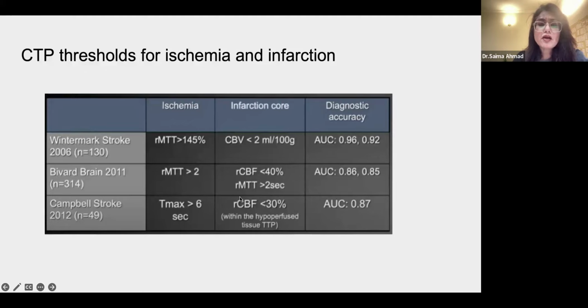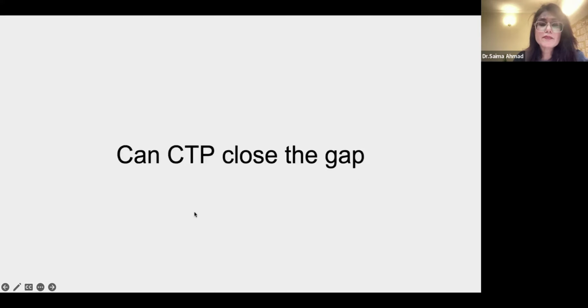For example, for the infarction core, the relative cerebral blood flow less than 30%, and for the ischemia, which is actually the penumbra, Tmax more than 6 seconds. So the question is this: can CTP close the gap between the CT and MRI? So there are the different papers. Some of them have described that there is an added advantage of the CTP, and some of them have described that the CTP cannot close the gap between the CT and MRI.